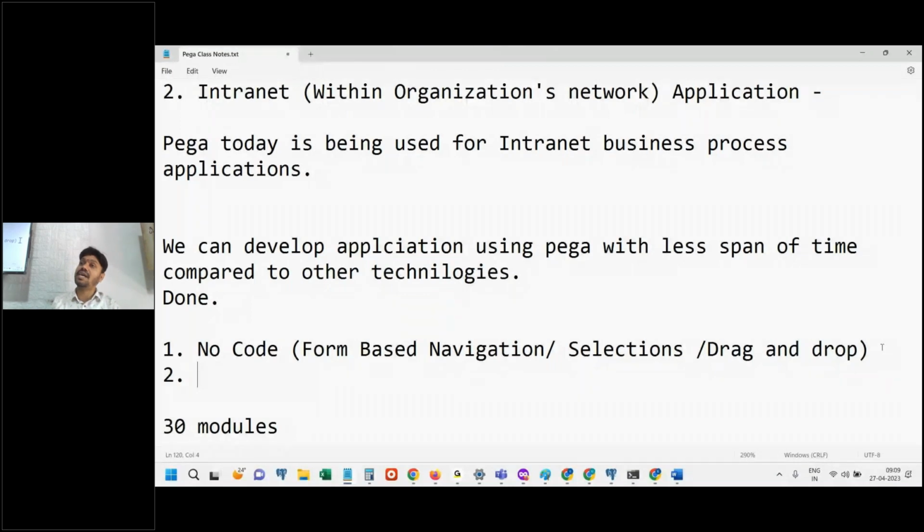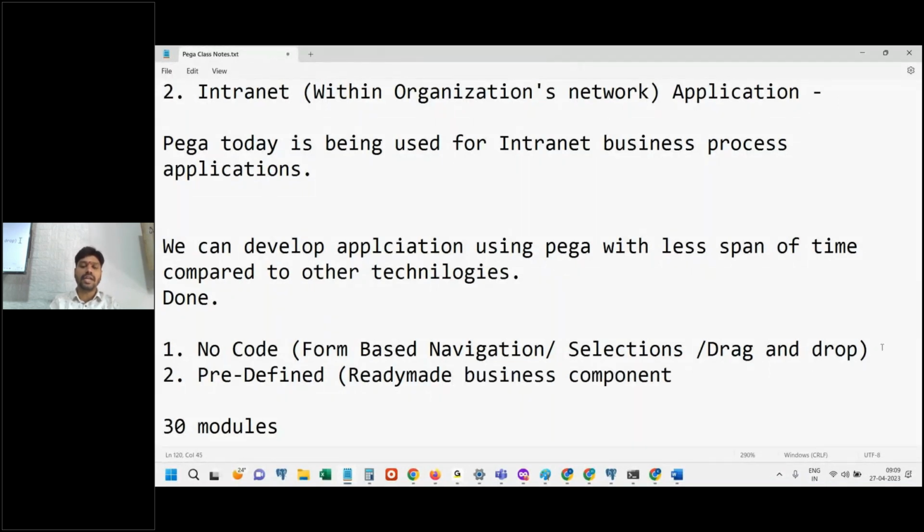Apart from no coding, PEGA has another feature. What is that? Predefined. What does it mean? Business components are already created for you. Instead of already created, I'll write down ready-made business components. Ready-made means ready to use. That is a better term, I think. Ready to use business components means the business component which you want to create is already available in PRBC. You just need to know the name and what data to be passed.